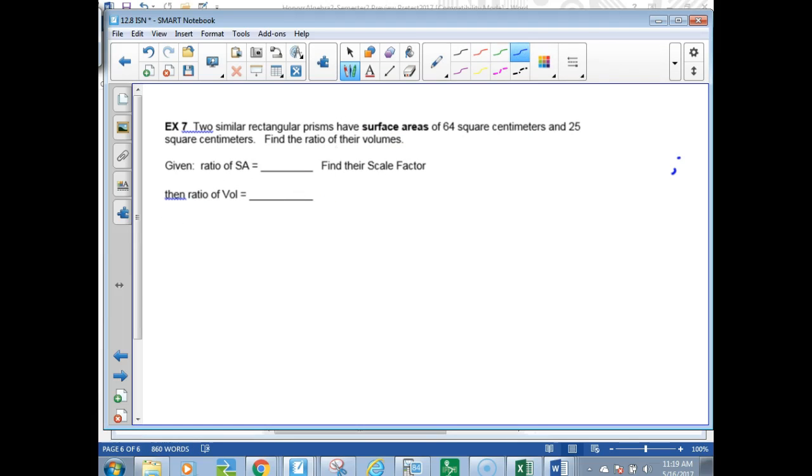Well, let's make sure we understand. This says the surface areas are 64 to 25. So the ratio of the surface areas is 64 to 25. If I want to get the scale factor, I unsquare. Square root of 64 is 8. Square root of 25 is 5. That is the scale factor ratio.